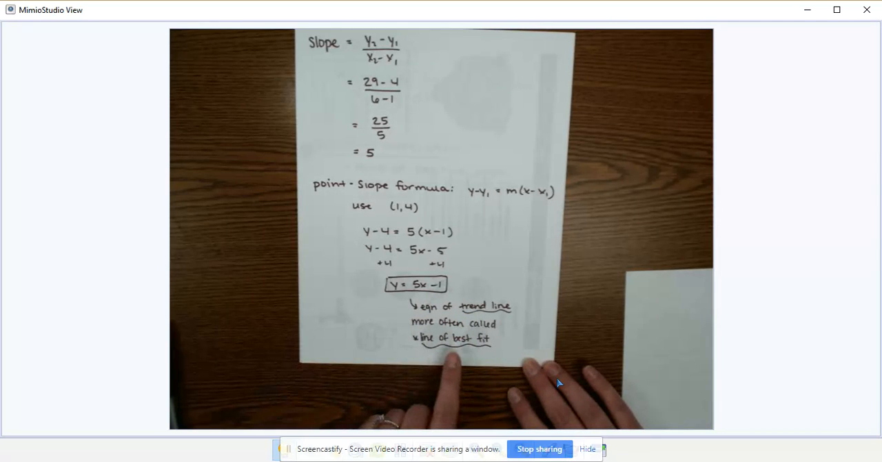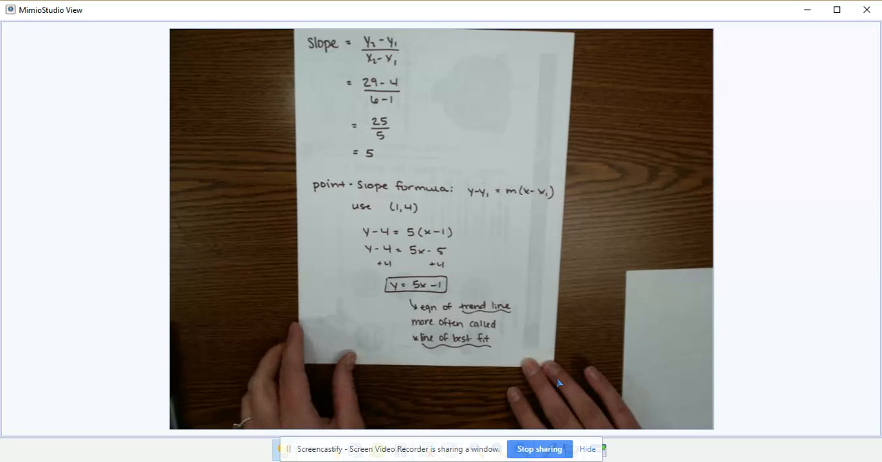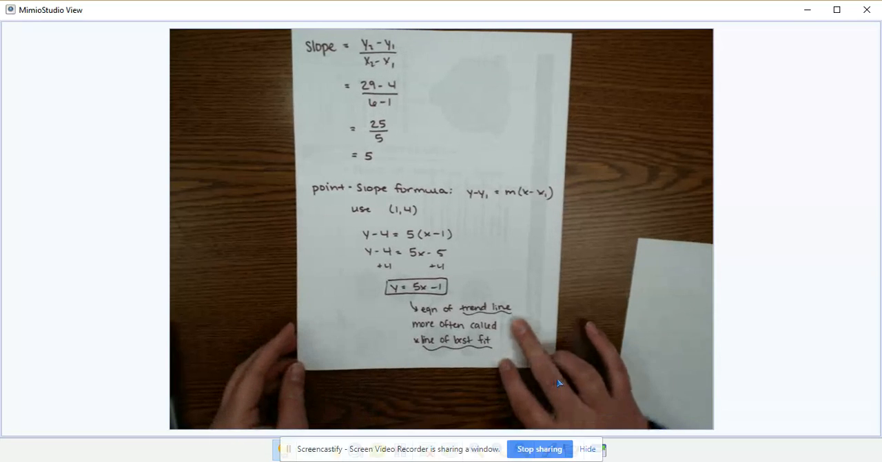And a lot of times this trend line will be called the line of best fit. So when you see line of best fit, it means the same thing as a trend line.